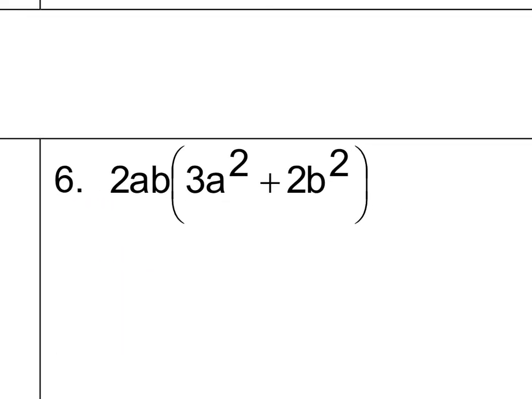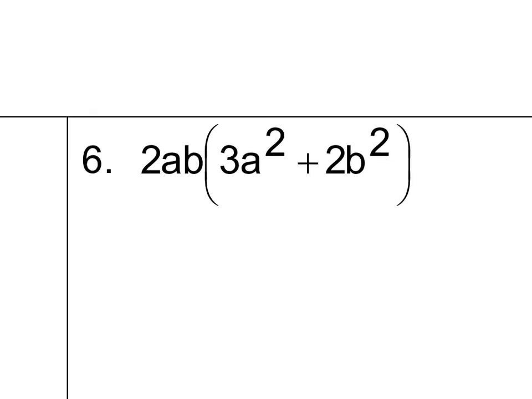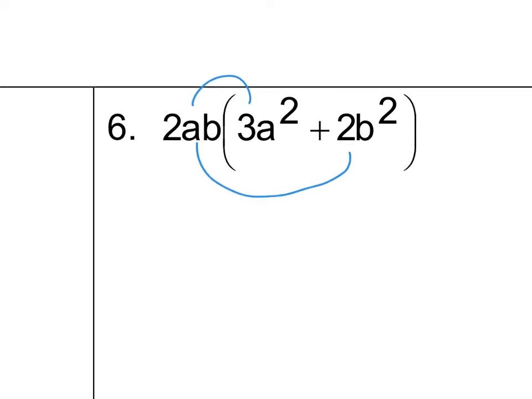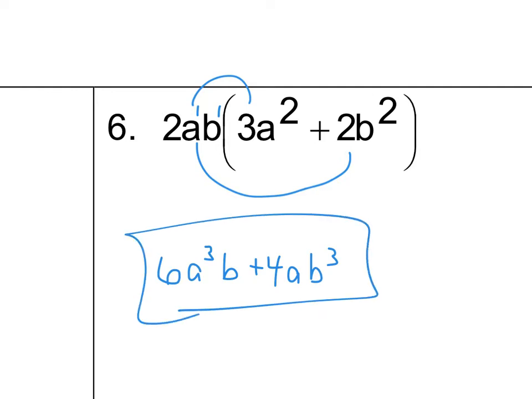Let's look at this one over here. The 2ab times 3a squared, the 2ab times 2b squared. Look at them as little problems. 2 times 3, 6. A to the 1st times a squared, a to the 3rd, and there's nothing to affect the b. Then we move to the next one. 2 times 2 is 4. There is no a to change it. B to the 1st times b squared is b to the 3rd.